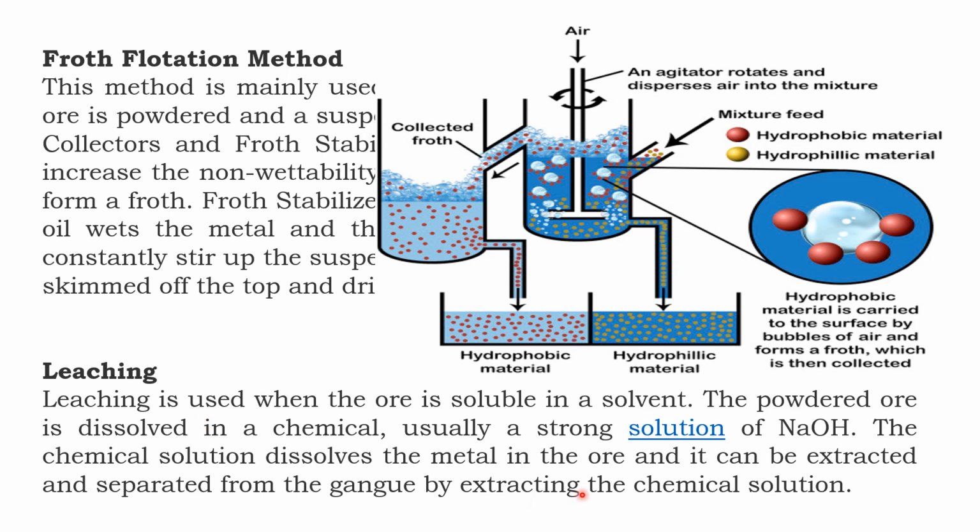For example, if we are using sodium hydroxide solution, some of the particles will dissolve in the sodium hydroxide solution, and a sodium hydroxide solution of that particle is formed. That metal particle is formed. It is then electrolyzed or leached continuously to get the original metal particle.